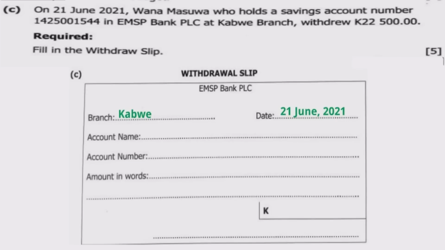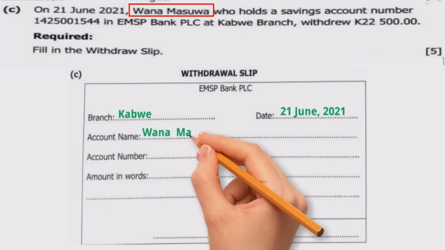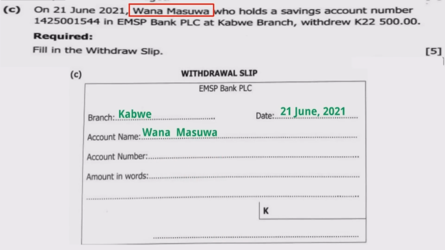Then account name. Account name is the name of the person who holds the account. If you have an account, the name of the account is your name, if it's a personal account. If it's a company account, then it will have the name of the company. Since it's a personal account, it's going to have the name of the owner, which is Wana Masua. So we write Wana Masua like that.